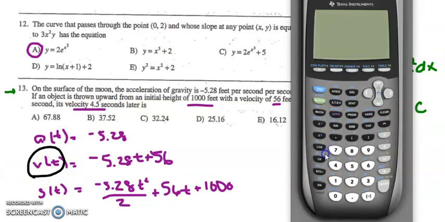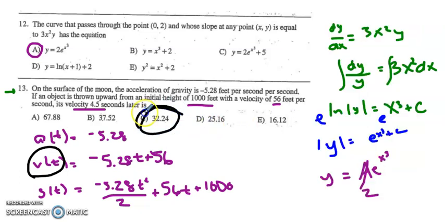And this is where the calculator comes in. I'm going to have negative 5.28 times 4.5 plus 56. And so my answer is 32.24, which is C. And I'm done.